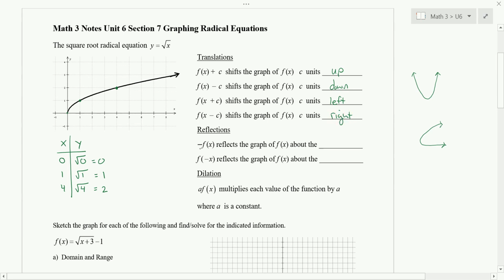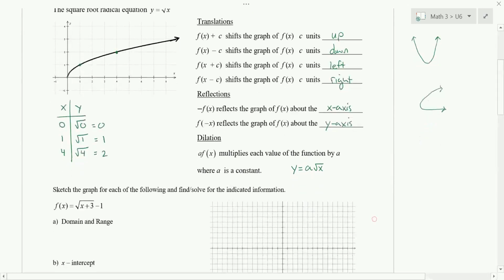If you put a negative in front of the square root, in this case, it's going to reflect it about the x-axis. If you put a negative inside the square root, it reflects it about the y-axis. Okay. And the number in front, so if we had something like y equals a square root of x, that a can change how wide or narrow that graph is. Okay.